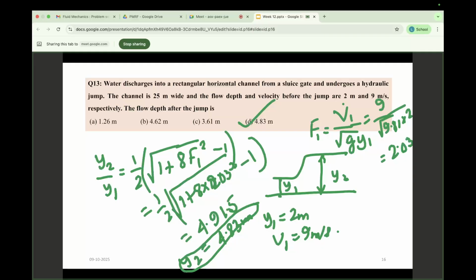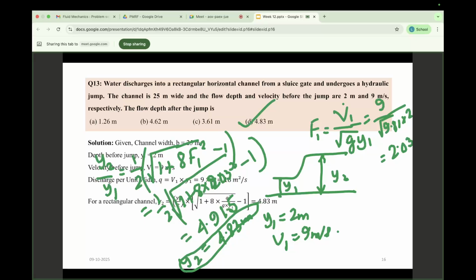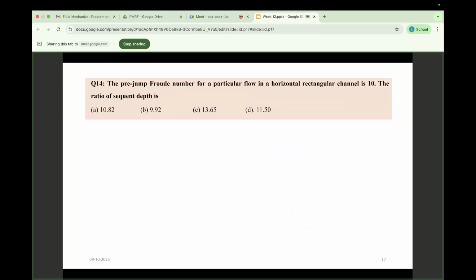So I'm moving to the next question. Okay, and two more short questions. So I think it will be better if we complete by today. So similar types of question. So please try to answer this one.